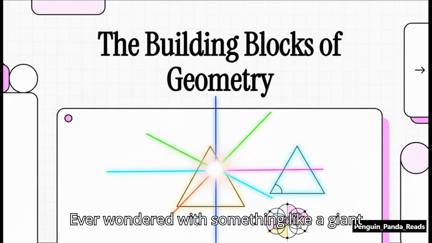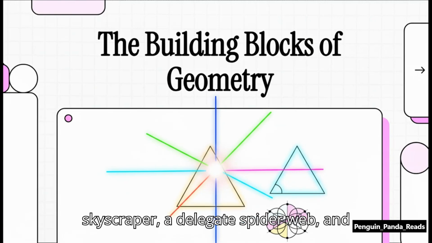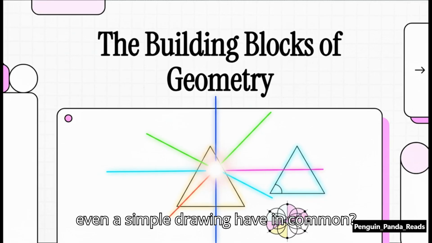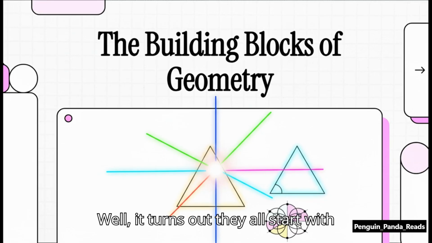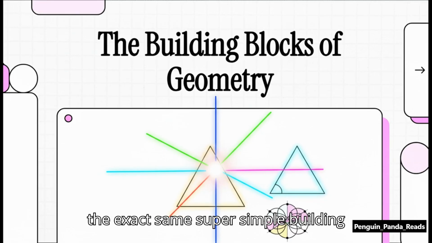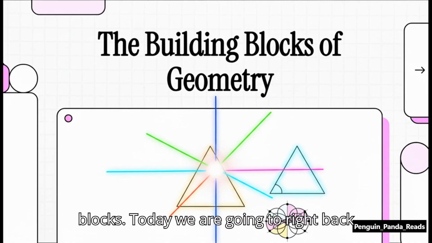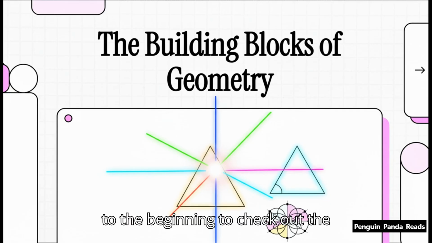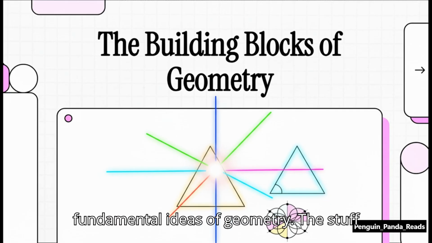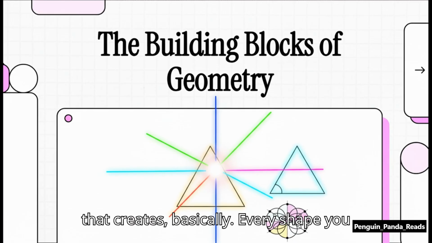Ever wondered what something like a giant skyscraper, a delicate spiderweb, and even a simple drawing have in common? Well, it turns out they all start with the exact same super simple building blocks. Today, we're going to go right back to the beginning to check out the fundamental ideas of geometry, the stuff that creates basically every shape you see in the world.